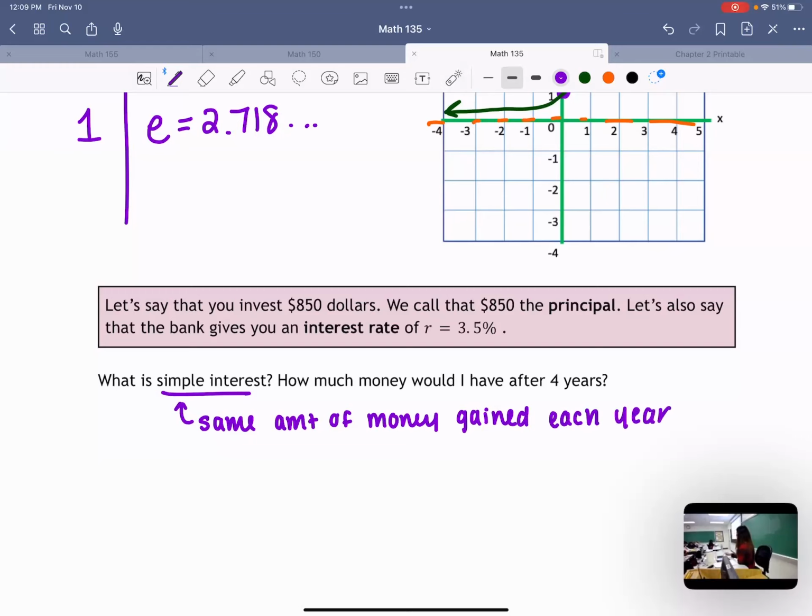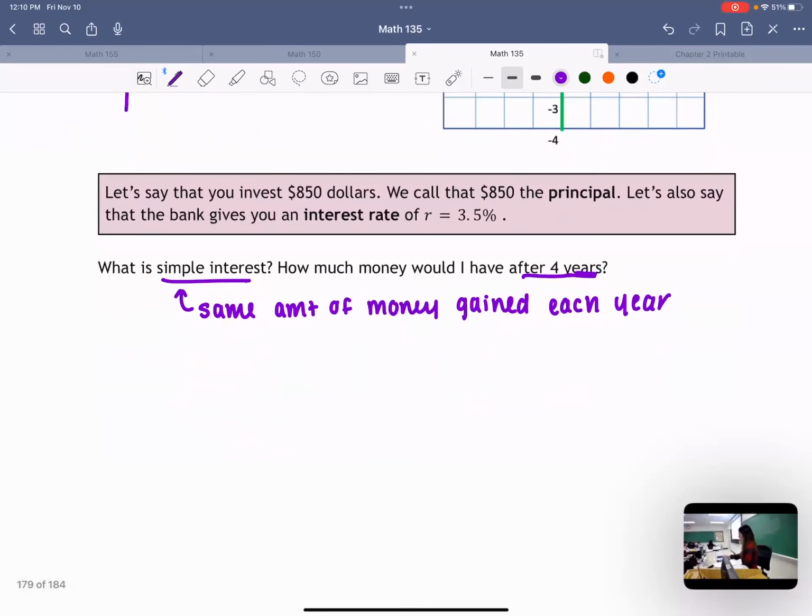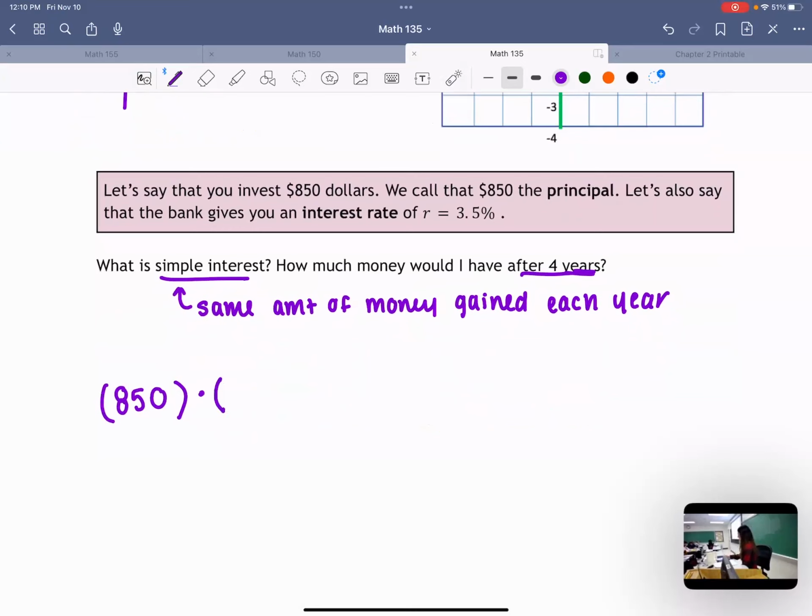Okay, so the interest that you make every year is going to be the same. So when you calculate interest, for example, if I wanted to know how much money I had after 4 years, this is how I would go about it. I would take my principal, 850, and multiply it by the rate that the bank gives me. But I'm not just going to multiply it by 3.5. I'm going to write it as a decimal so it multiplies out nicely. What's 3.5 as a decimal? 0.035, perfect. Just divide it by 100, right?